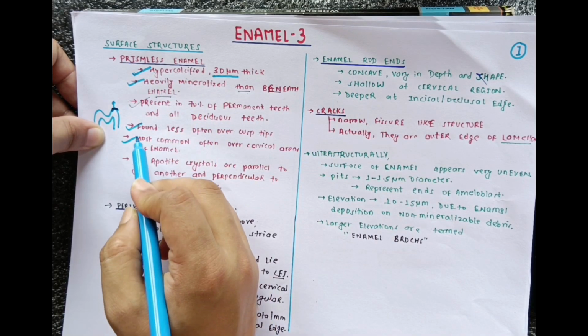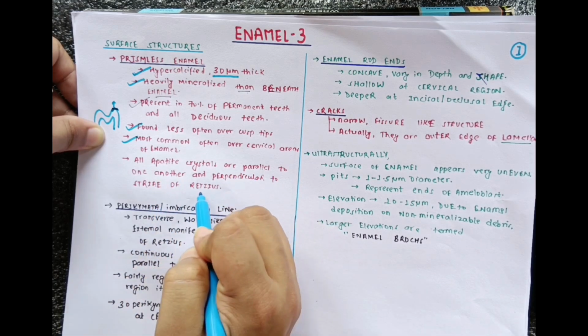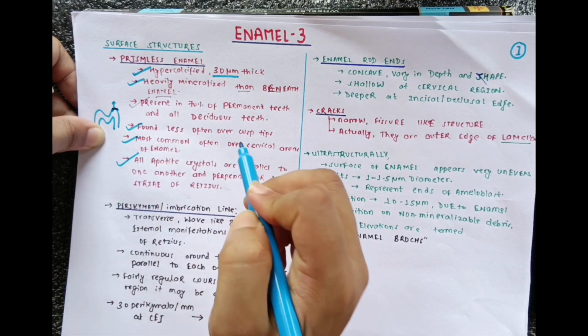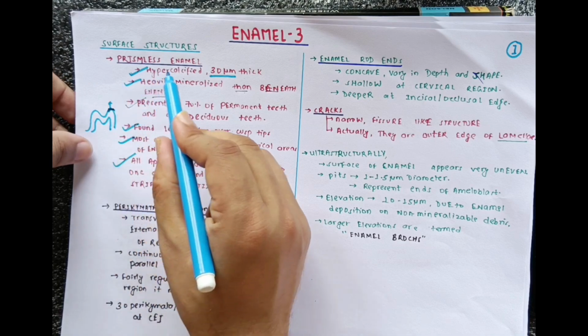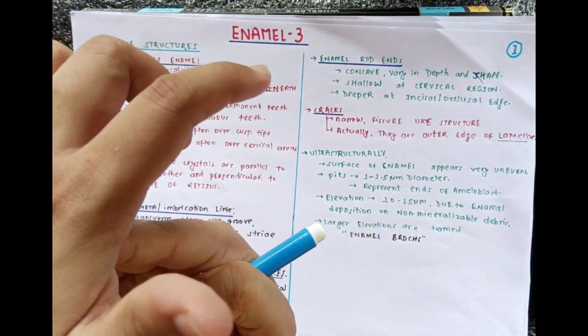After that, I have written here that all the apatite crystals are parallel to one another and perpendicular to the striae of Retzius. This is to be remembered. So in this prismless enamel, apatite crystals are parallel with one another but perpendicular to the striae of Retzius.